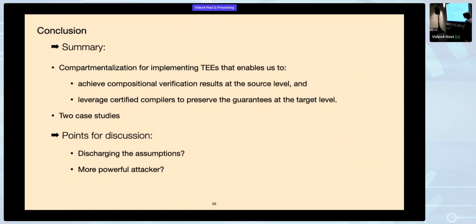Okay, so to conclude, we have this compartmentalization for implementing TEEs that enables us to achieve compositional verification, so that we can use certified compilers to bring them down to the target level. We also have two case studies showing that our security properties can be verified on two existing open source TEEs, down to x86 and ARM platforms. And there are some points for discussion, like how we discharge assumptions and whether we can use a more powerful attacker. Yeah, that's it.